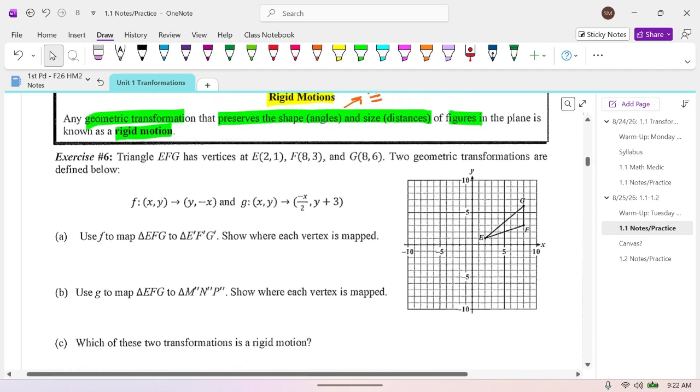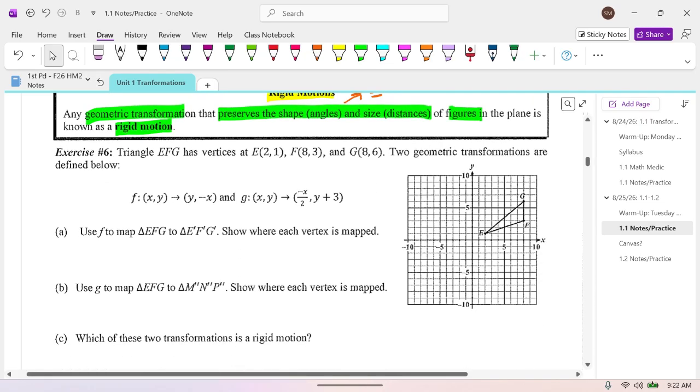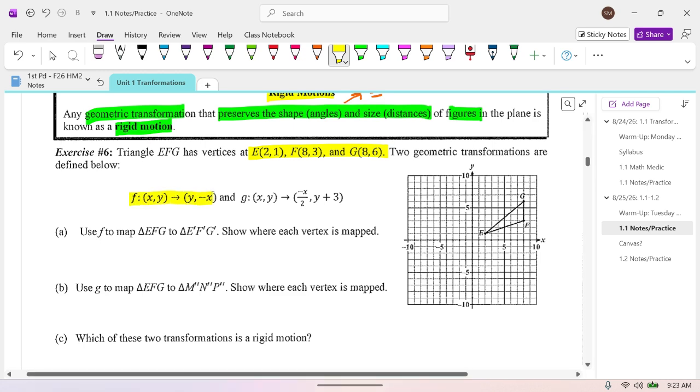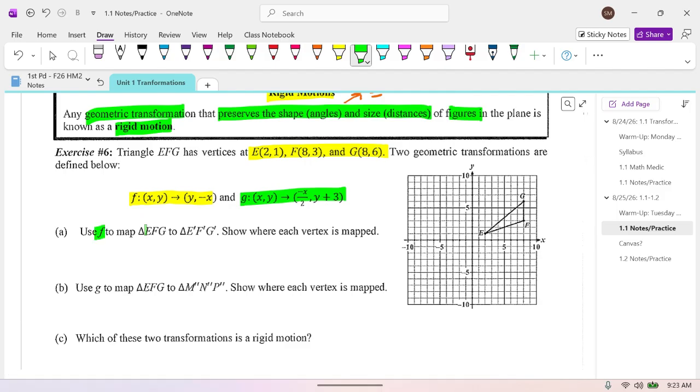All right. Last one. So we're going to do this one quickly together before we switch over to 1.2. So this time, starting with the same points, they already gave it to us, but this time they want us to do 2 different transformations. So F and then G. They want us to use F to map the original, or the pre-image, to E prime, F prime, G prime. So function F is what we're going to do to make E prime, F prime, and G prime.